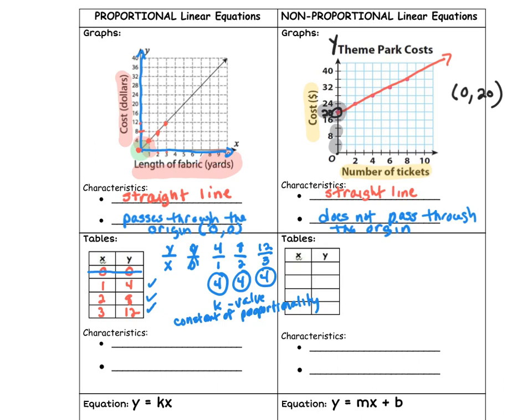So the characteristics we're looking for when we're working with a table is that all of the y divided by x values are the same. And we also can see that once we do divide those, we end up with a constant of proportionality.